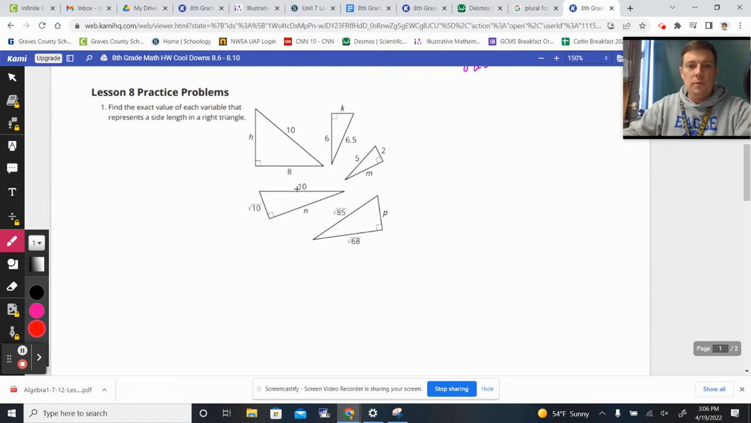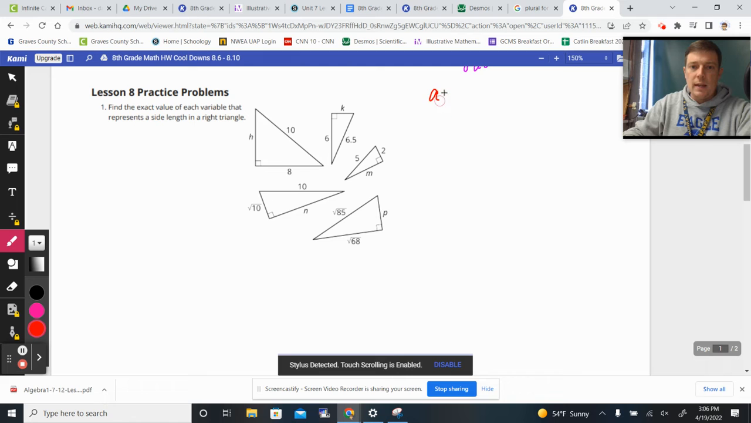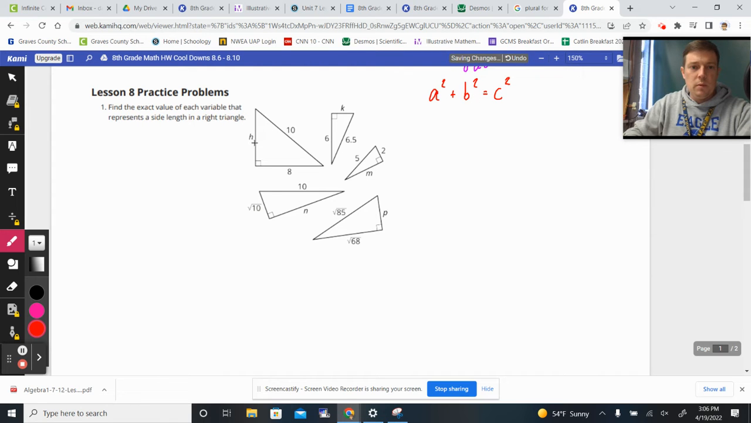We've got 1, 2, 3, 4, 5 missing triangle lengths to find. These are all right triangles, so we can use the Pythagorean theorem. The Pythagorean theorem states that a squared plus b squared equals c squared, where a and b are the legs, which would be like these two, and c is the hypotenuse, the one that's opposite of the right angle and the longest side.